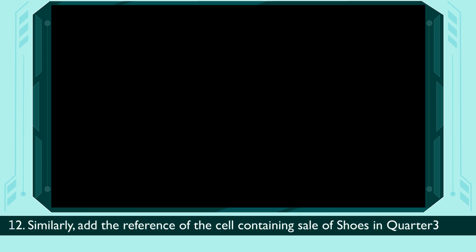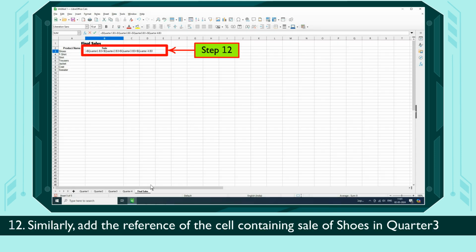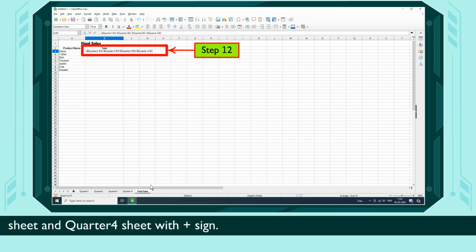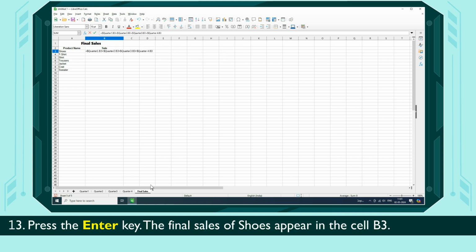12. Similarly, add the reference of the cell containing sale of shoes in Quarter 3 sheet and Quarter 4 sheet with plus sign. 13. Press the Enter key. The final sales of shoes appears in the cell B3.